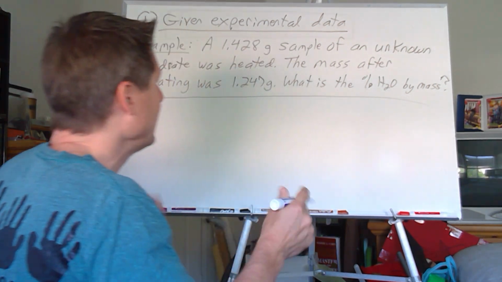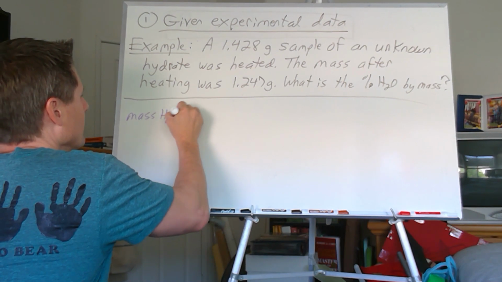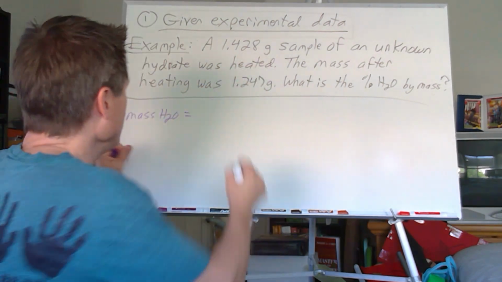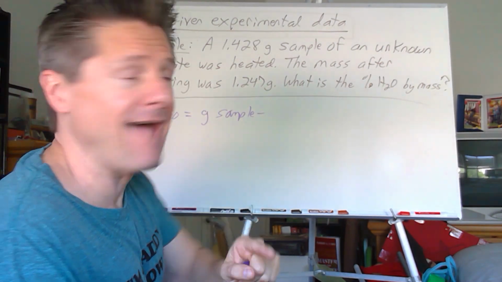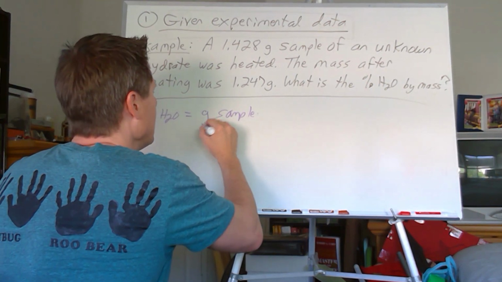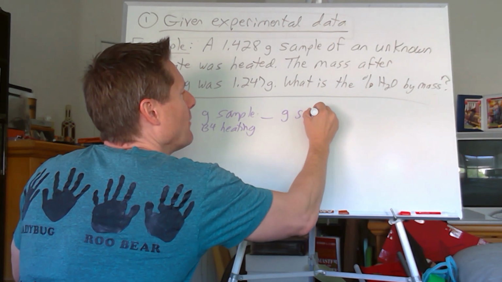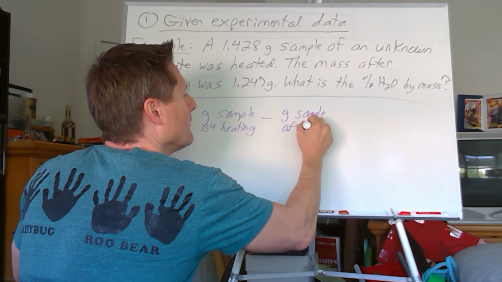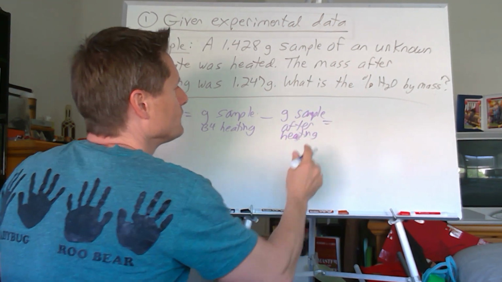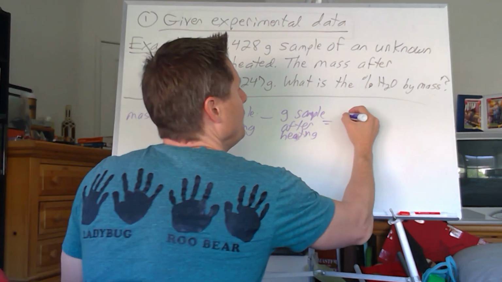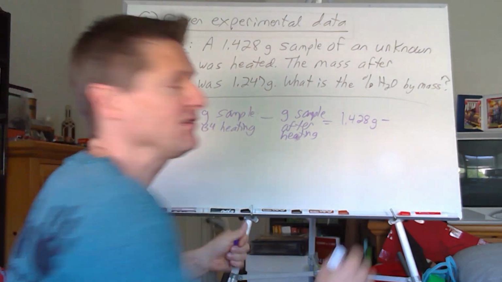So let's see what we got here. Let's get the mass of the water first. Would you agree that'll be the mass of the sample before heating minus the grams of the sample after heating, or however you want to label those, right? So we've got 1.428 grams minus 1.247 grams.